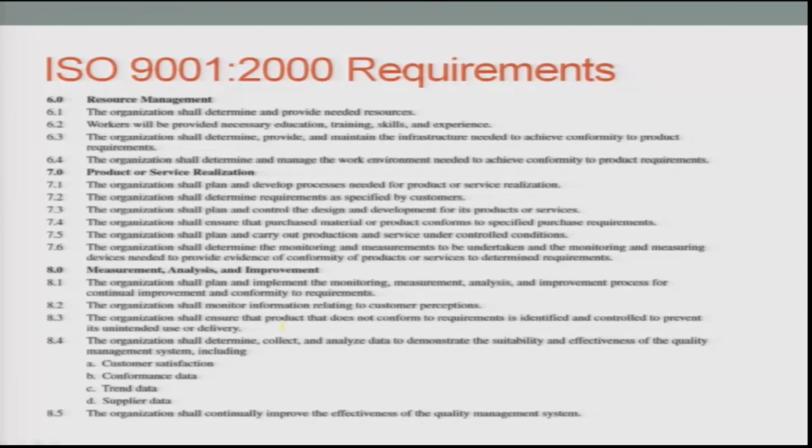Measurement, analysis and improvement should be there, which should implement, monitor and measure the existing processes and how they are being implemented. The organization shall monitor information related to customer perceptions and how they are being implemented. The organization shall determine, collect and analyze customer satisfaction data, conformation data, trend data and how things can be done in the proper way as per ISO 9001.